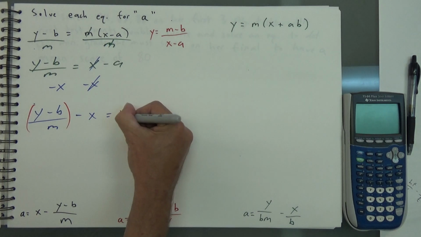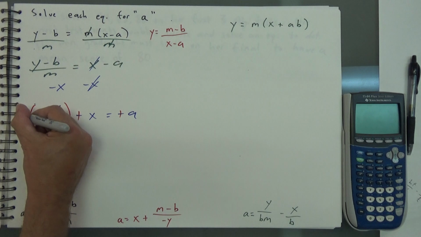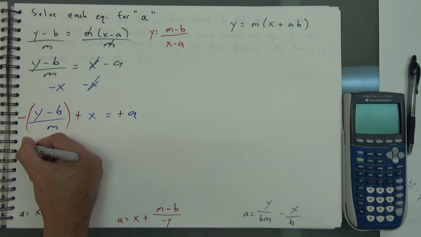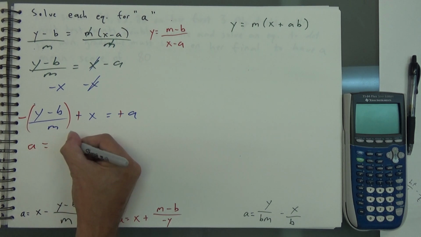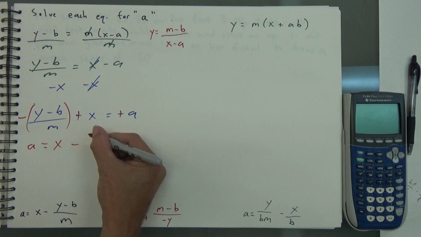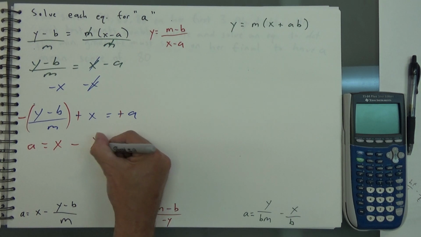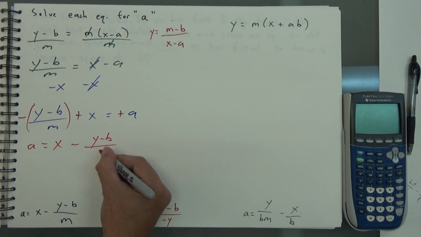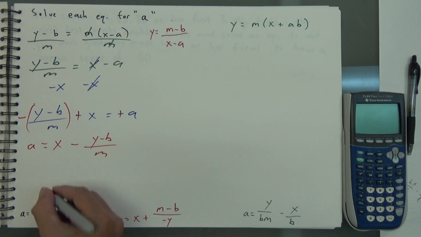So this becomes positive, this becomes positive, this becomes negative. So you're multiplying through by negative 1, or dividing through by negative 1. We're just changing all the signs. So I'm going to write it left to right. Positive a equals, I'll write the positive term first, minus the quantity y minus b over m, which is this one.